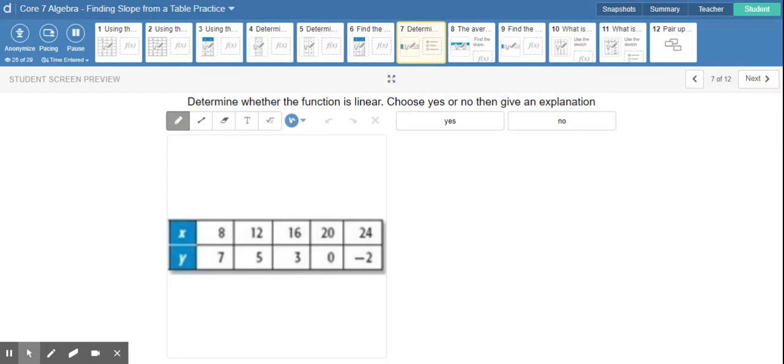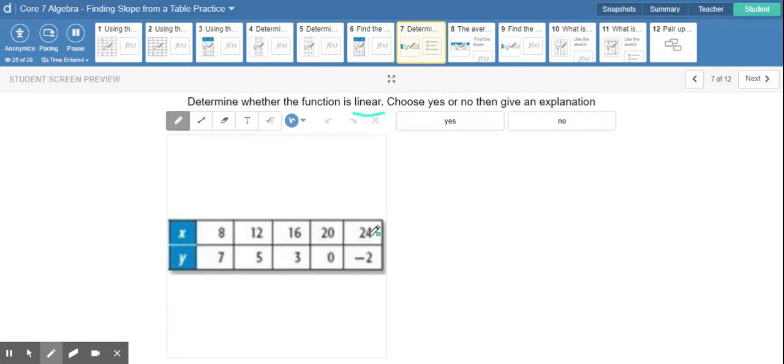I stopped here because this one doesn't check and tell you if you're correct. So I want to make sure that you know you're correct when I explain this problem to you. It says determine whether the function is linear. If you remember, the word linear has the word line in it. That first part of linear is line. So that means if I were to graph all of these points, 8, 7, 12, 5 on a graph, would it make a straight line?